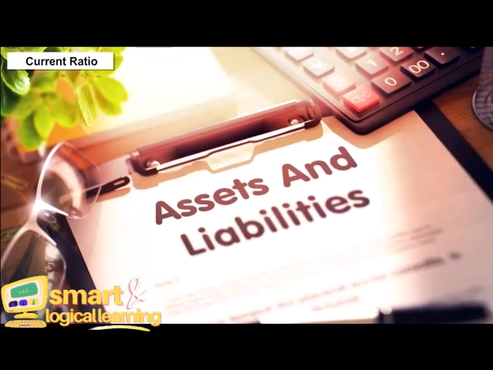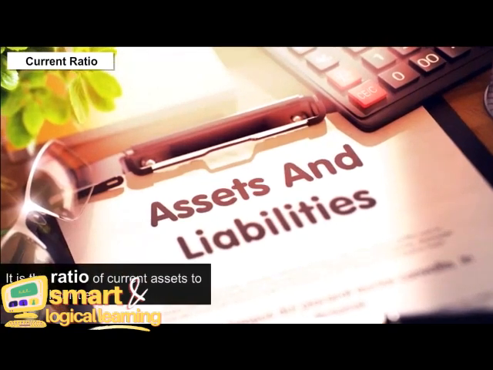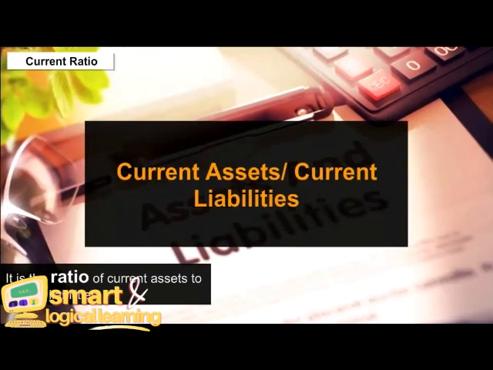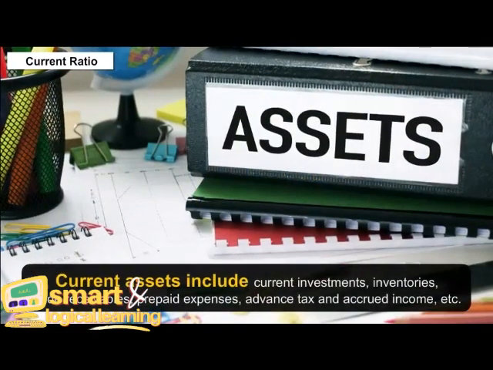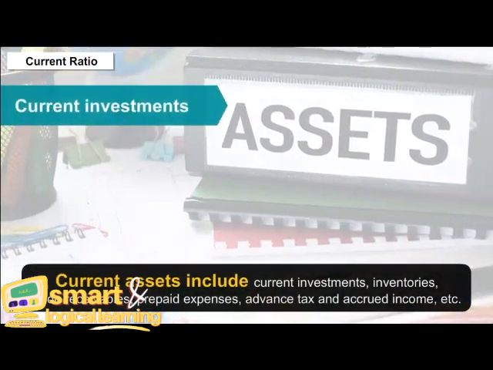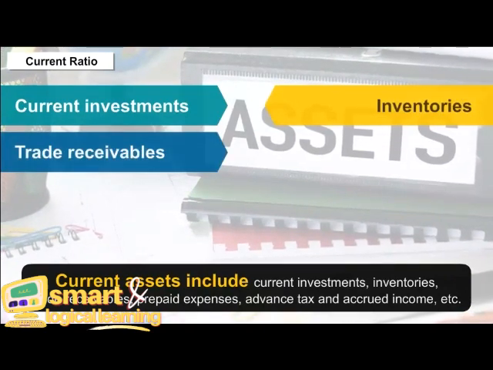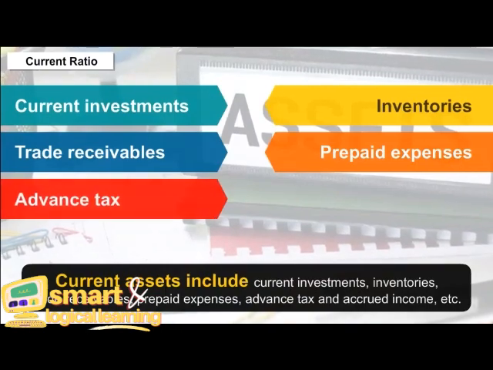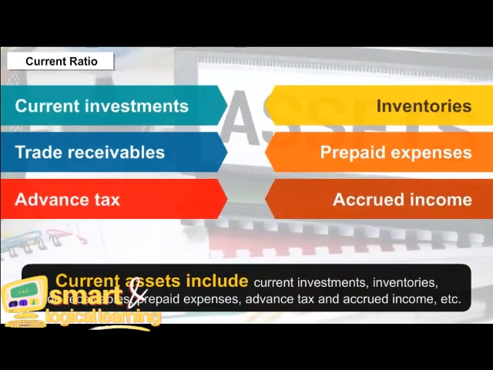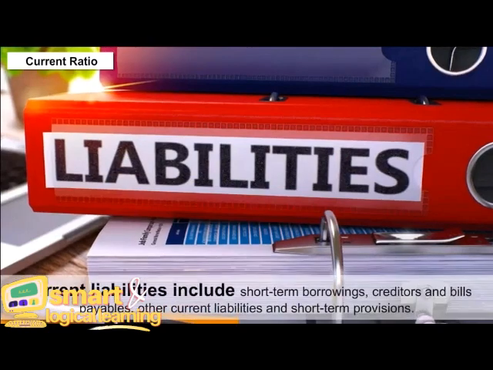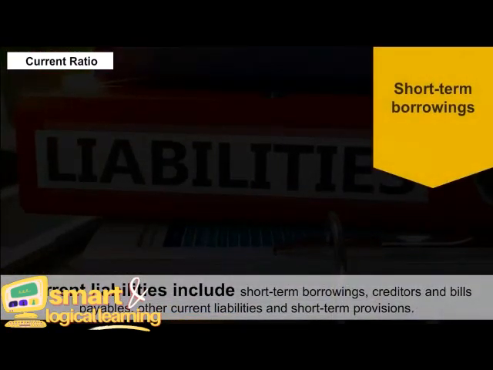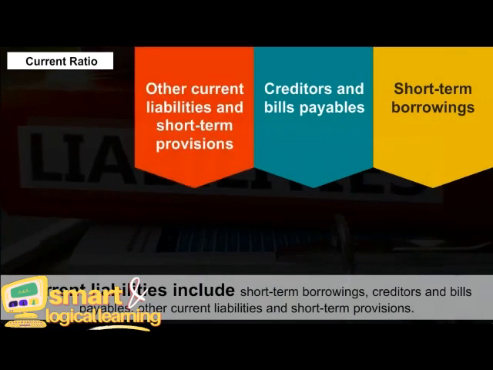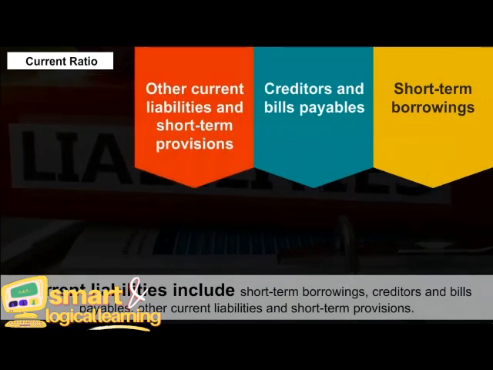Current ratio. It is the ratio of current assets to current liabilities. It is written as: current assets divided by current liabilities. Current assets include current investments, inventories, trade receivables, prepaid expenses, advance tax, and accrued income, etc. Current liabilities include short-term borrowings, creditors and bills payable, other current liabilities, and short-term provisions.